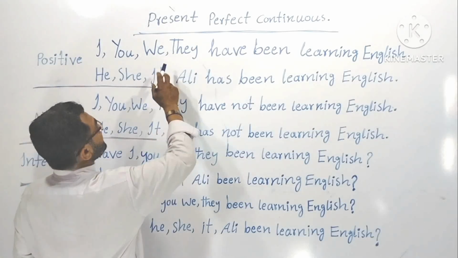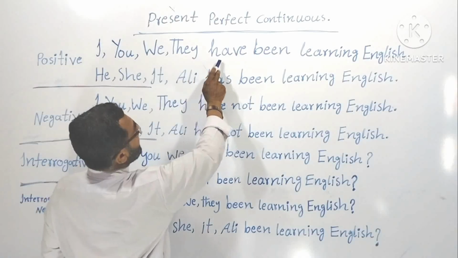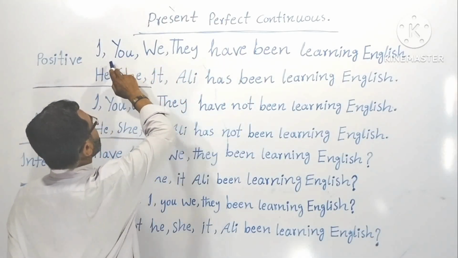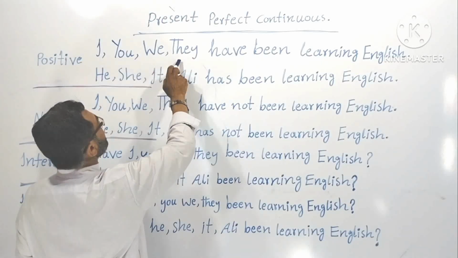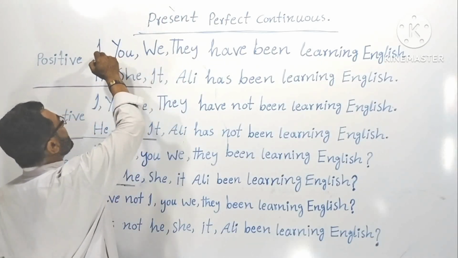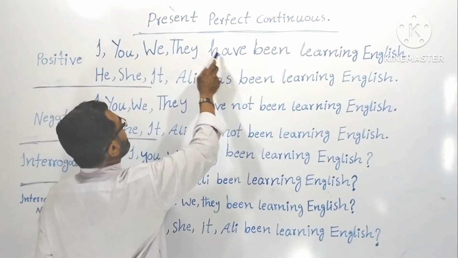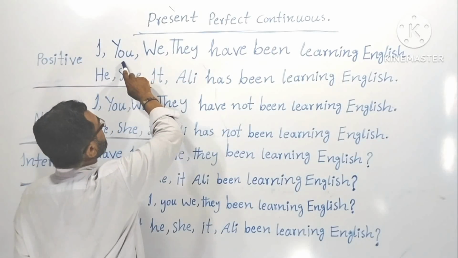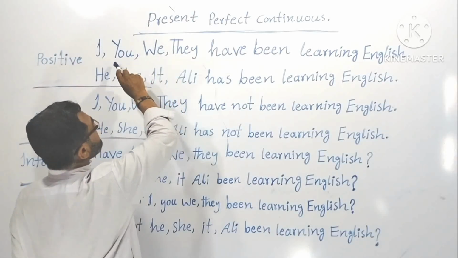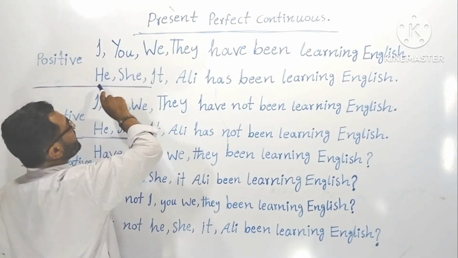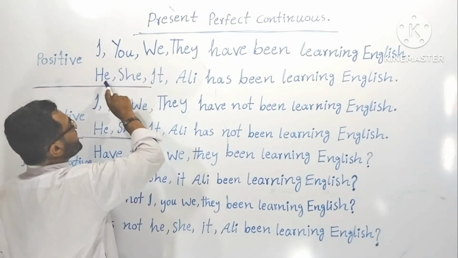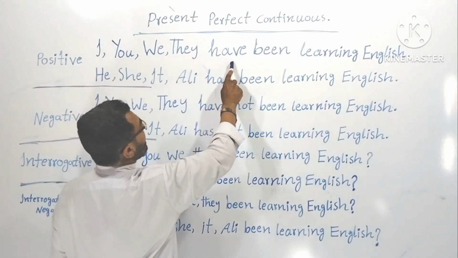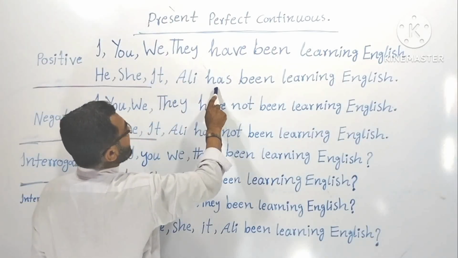You see, as I told you before, have been is for plural subjects like I, you, we, they. I is not included here, but I takes this helping verb. That's why I has been included. But otherwise, I is the first person. You, we, they, the second person plural. Now this is third person singular. He, she, it, one name Ali. For plural subjects have been. For singular subjects has been.